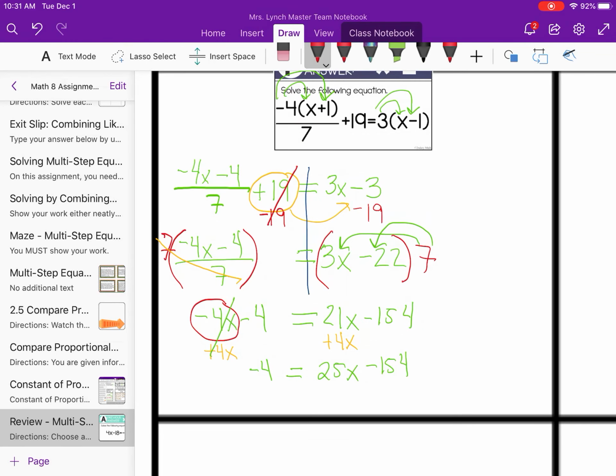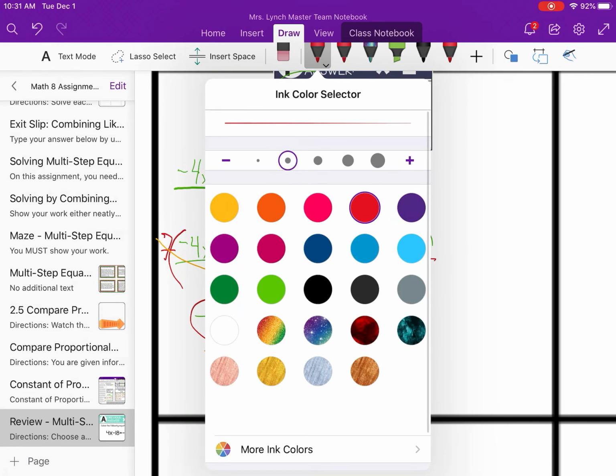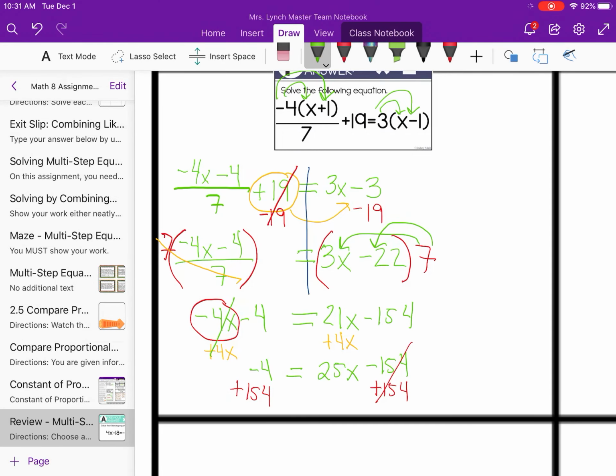We have to bring negative 154 over to the other side where the negative 4 is. So the opposite would be to add it. That's going to cancel. So negative 4 plus 154. You're going to be left with, I'm going to write it over here to the right, 150 equals 25x. And now we're at our last step.